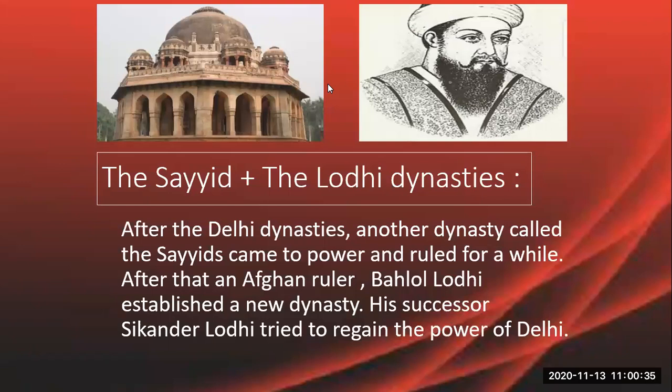The next thing, the Sayyid and Lodhi dynasty. Sayyid and Lodhi are known to us as castes. The people who were Lodhi and Sayyid also ruled over South Asia, and their dynasty is known as the Sayyid and Lodhi dynasty. After the Delhi dynasties, another dynasty called the Sayyids came to power and ruled for a while. They could not rule for a long time. After that, an Afghan ruler, Behlul Lodi, established a new dynasty. His successor, Sikandar Lodi, tried to regain the power of Delhi.